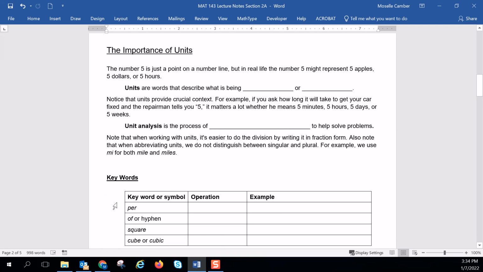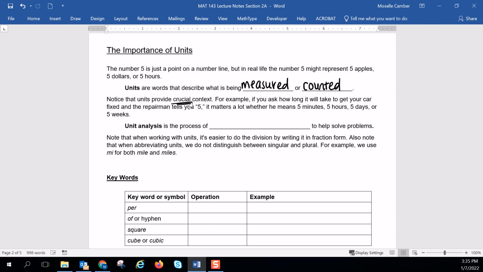Okay, so now let's start looking at an application of this. Because we're looking at real world situations, we are going to use units. When we have numbers, they're not just numbers, right? They have to have something along with them. The number 5 would be 5 apples, $5, 5 hours, etc. So units are words that describe what is being measured or counted. Units are crucial. You have to make sure that you know what kind of units you're looking for.